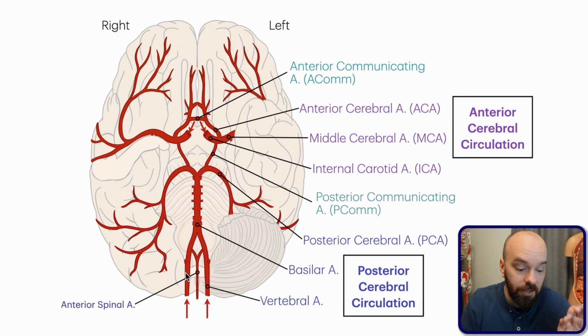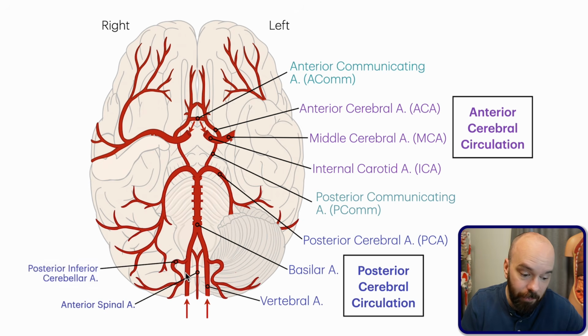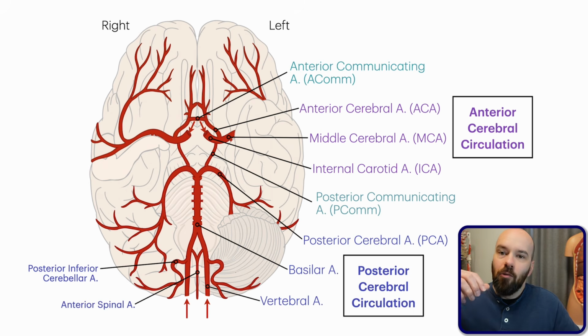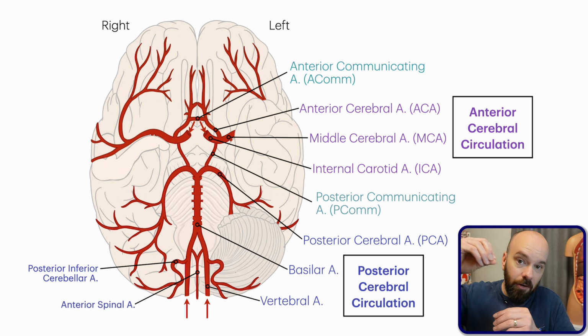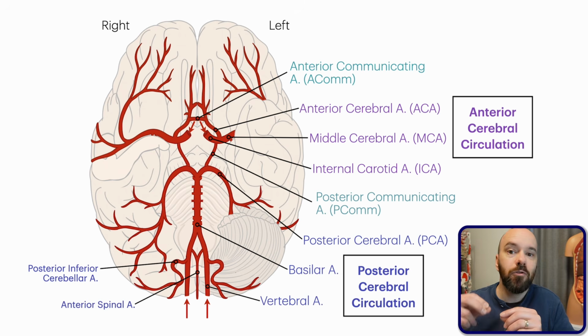Up next, let's take a look at some branches that are going to supply blood to the cerebellum. So the first one here, we've got the posterior inferior cerebellar artery. A lot of directional terms going on there, but the way that I want you to think about this is we're going to have one superior cerebellar artery, and we've got two inferior cerebellar arteries. And if we have two inferior cerebellar arteries, we've got to differentiate between those two, and that's why we add in the posterior. So the two inferior, we've got a posterior, and we'll have an anterior inferior cerebellar artery.